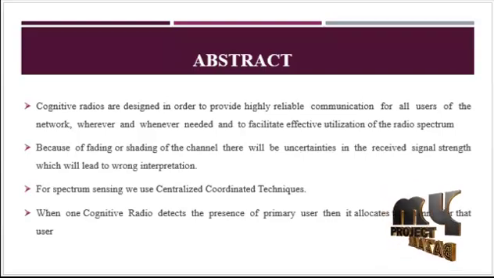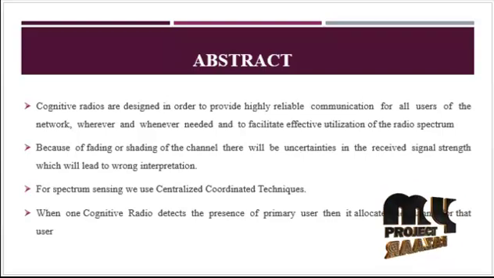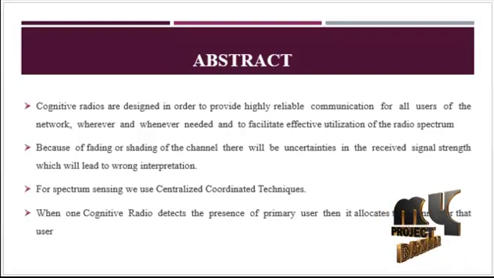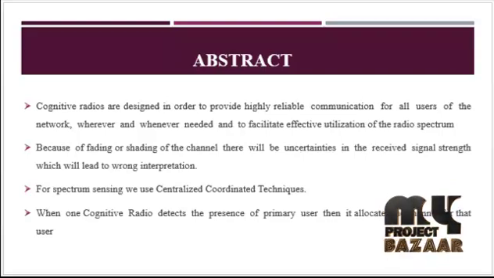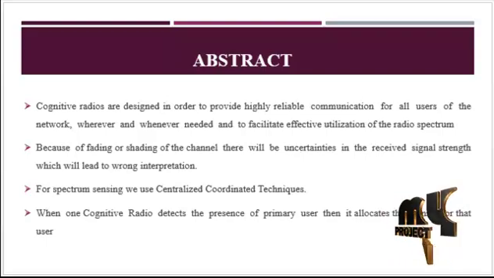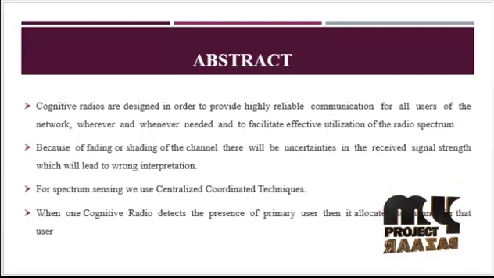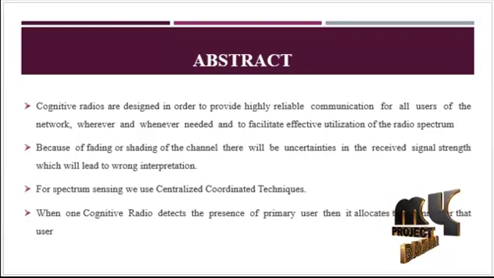Because of fading or shadowing of the channel, there will be uncertainties in the received signal strength, which will lead to wrong interpretation. To avoid this, we propose a spectrum sensing scheme for efficient data transmission for both the secondary and the primary users. For spectrum sensing, we use centralized coordinator techniques. Here, in this technique, we have a cognitive radio controller.